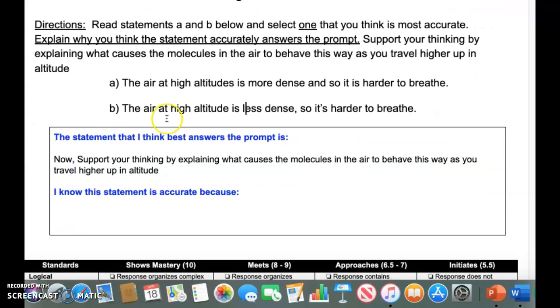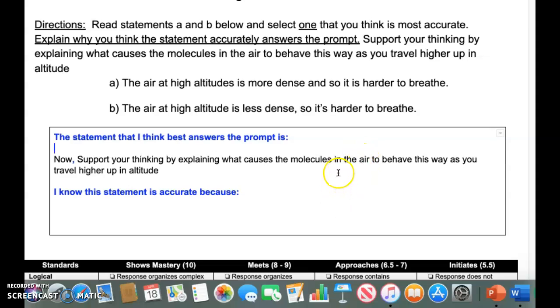So the statement that you think best answers the prompt is A or B. Pick one, and then you're going to support your thinking by explaining what causes molecules in the air to behave this way, either to be more dense or less dense, right? Think about how heat works when you're closer to the Earth's surface than when you go higher above it.